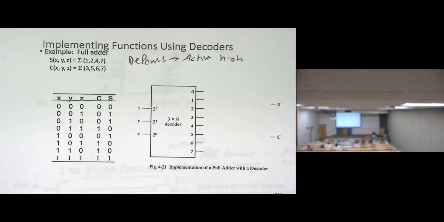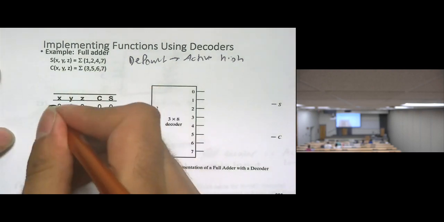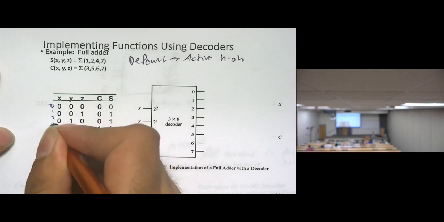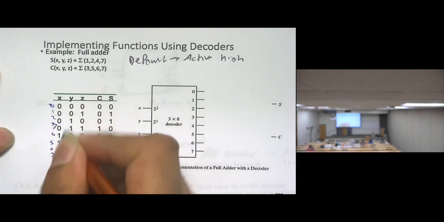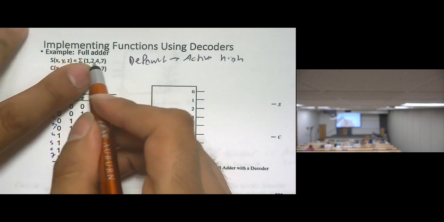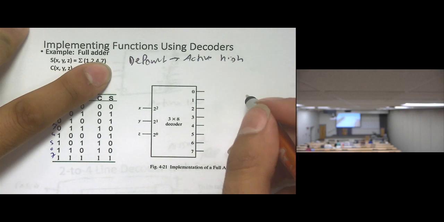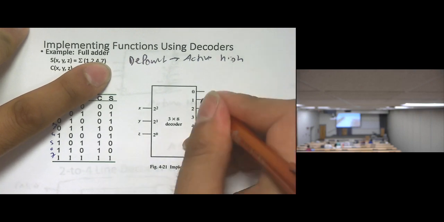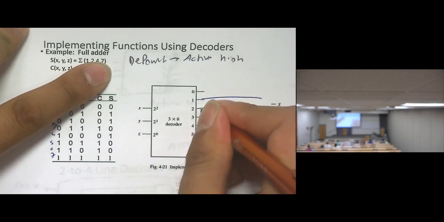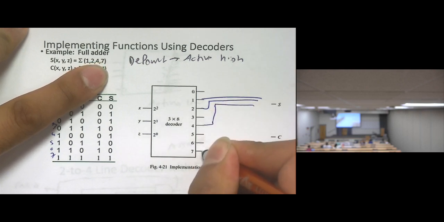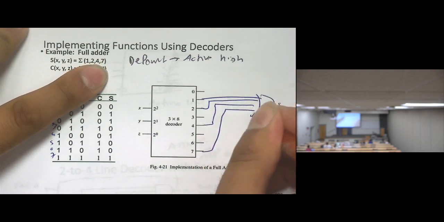How can I do this? How can I make the sum and the carry? Should be easy. What do you think, guys? You didn't actually do the truth table. 0, 1, 2, 3, 4, 5, 6, 7. The S equals 1 plus 2 plus 4 plus 7. Is that right? So S is 1, 2, 4, 7. That's it.